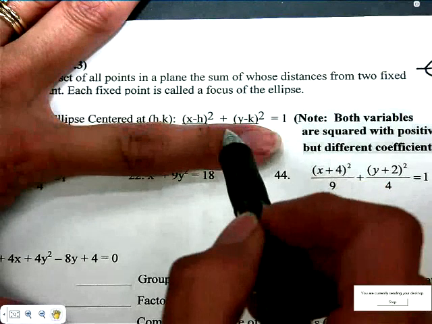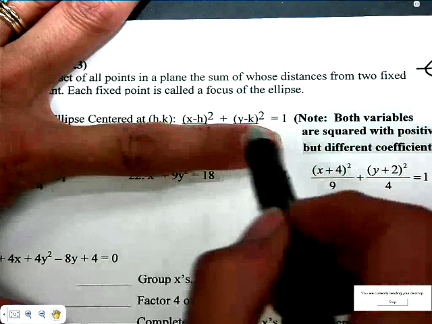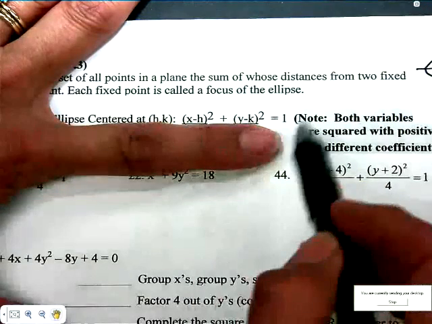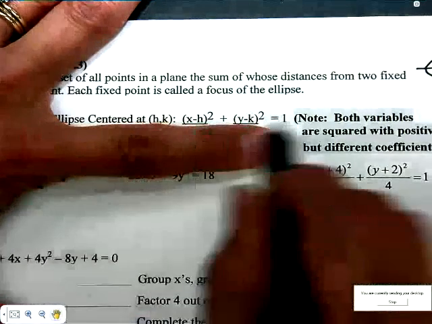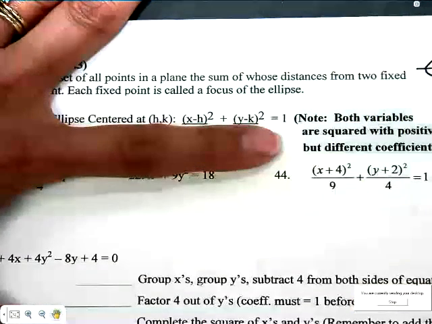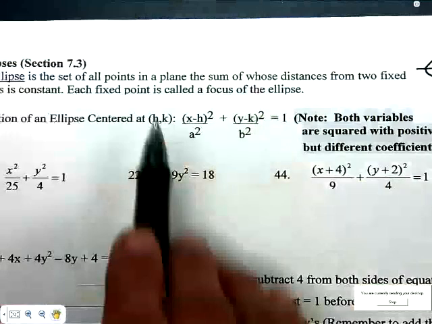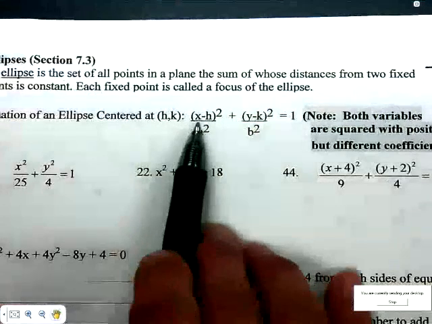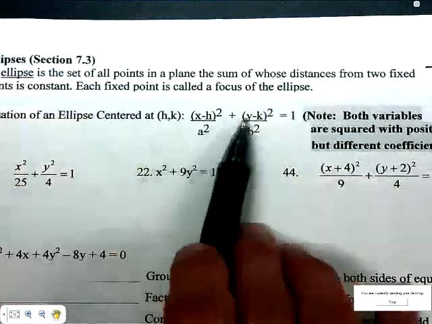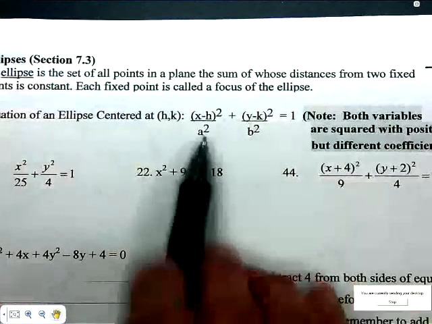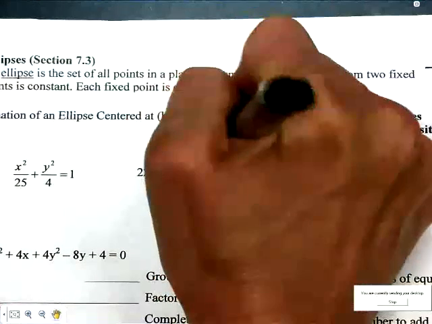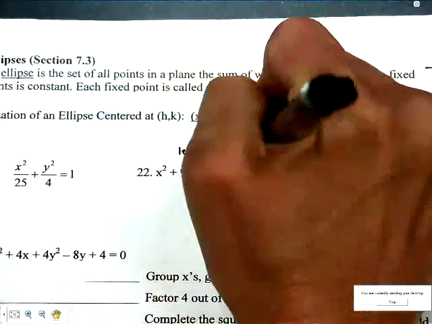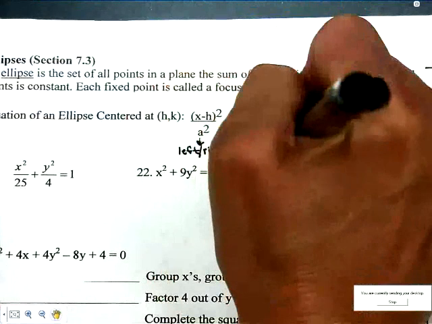No. This is the equation of a circle. What's its radius? Square root of that constant on the right-hand side, it would just be 1. This would be a circle whose center was (h, k) and whose radius is 1. But for an ellipse, the (x minus h) squared is over something and the (y minus k) squared is over something. The a tells you the distance to go to the left and right. The b tells you the distance to go up and down from the center.